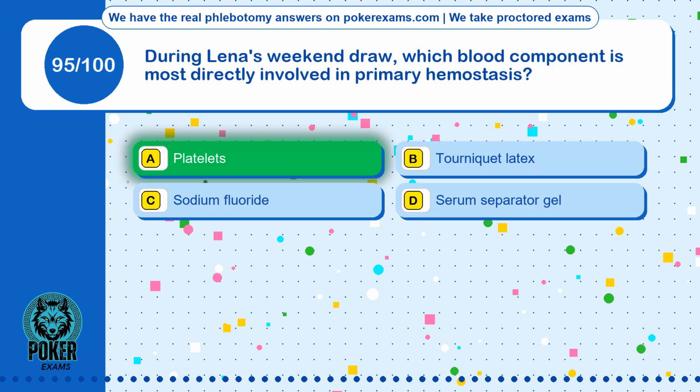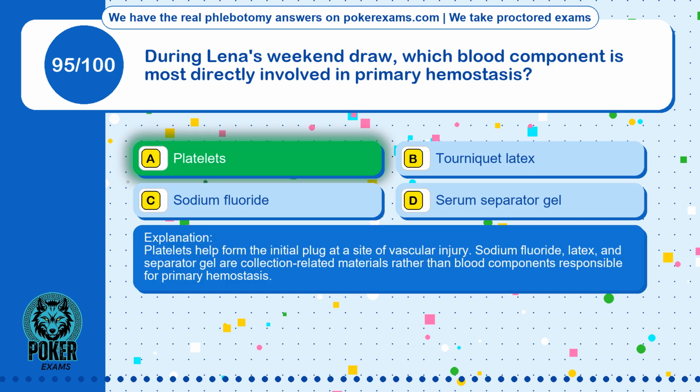The correct answer is option A. Platelets. Platelets help form the initial plug at a site of vascular injury. Sodium fluoride, latex, and separator gel are collection-related materials rather than blood components responsible for primary hemostasis.